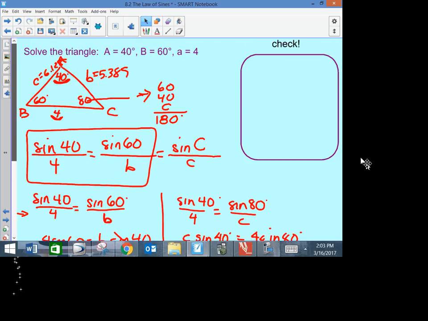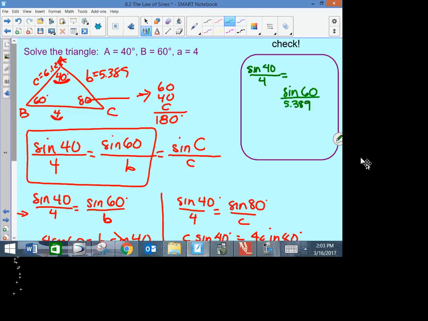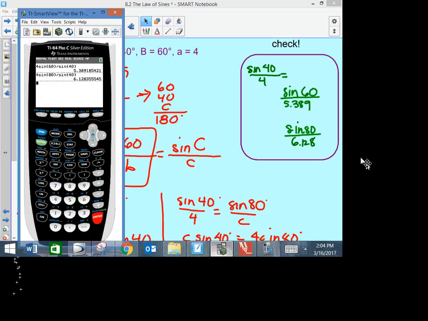Okay, so that's the law of sines. How would we check it? Because there's a lot of figuring going on. The only way to check it is to put it back. Sine of 40 over 4. Put that in your calculator. Sine of 60 over 5.389. And sine of 80 over 6.128. Put those all in your calculator, and you should get the same thing-ish.